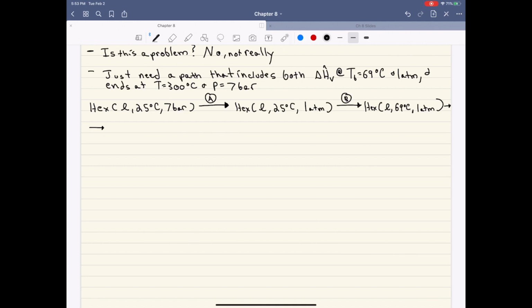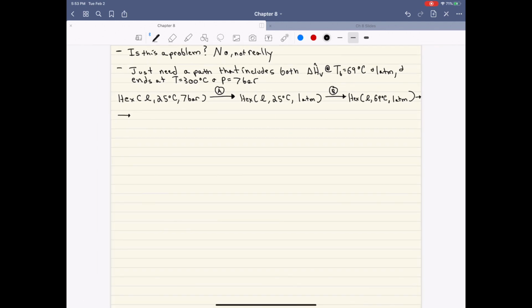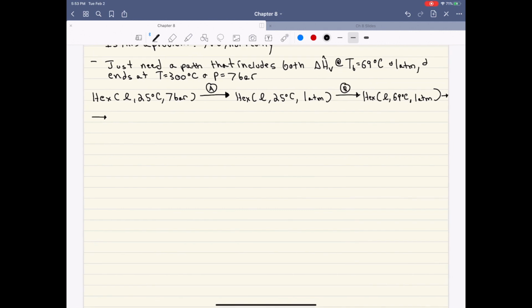Okay? In step C, since we're at the boiling conditions for hexane at 1 atmosphere, we're going to undergo a phase change. So we're going to change it from a liquid to a vapor. Keep the same temperature, keep the same pressure. Then once we're a vapor, in step D, we're going to raise the temperature of the vapor and keep the same pressure.